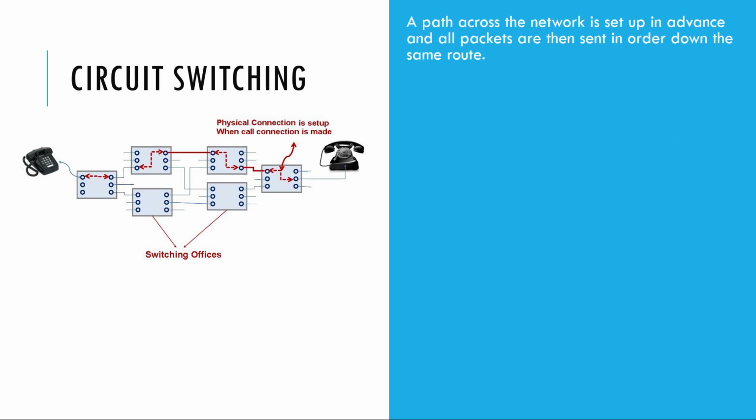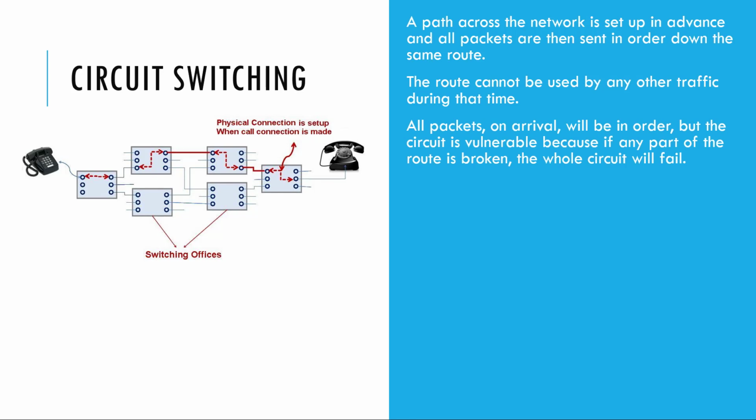Now what about circuit switching? This is old school. A path across the network is set up in advance and all the packets are sent down the same route. Now that route can't be used while traffic is using it. While that connection has been made, no one else can use it, is what I'm trying to say. This reminds me of the old phones that my mum used to have. She used to ring someone and I couldn't get on the internet and use that network while she was on the phone. So all the packets on arrival are in order, but the circuit is vulnerable. If somebody came and chopped the cable outside, the one cable that we had going to our house, we were absolutely done for. No way.